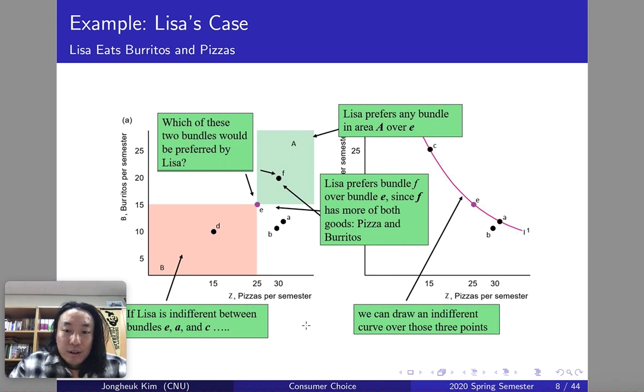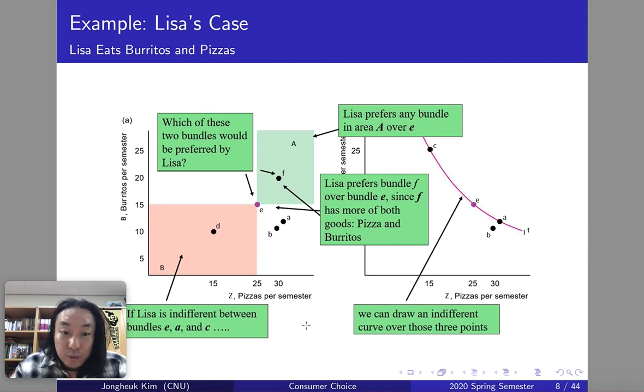Okay, the right side graph is the normal shape of a graph of indifference curves. So we know F is preferred to D. Then how about A and E on the right hand side? We cannot determine, because at point A, you can consume more pizza, but at point E, you can consume more burritos. So we cannot determine it.